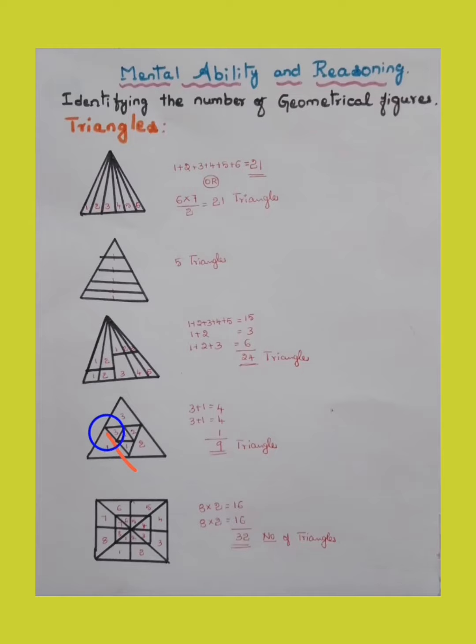Next, the second triangle you take inside: 1, 2, 3 plus 1, so 4. Next, at the last inside you see there is one more triangle, plus 1. So 4 plus 4 plus 1 gives us 9. There are 9 triangles in this figure.